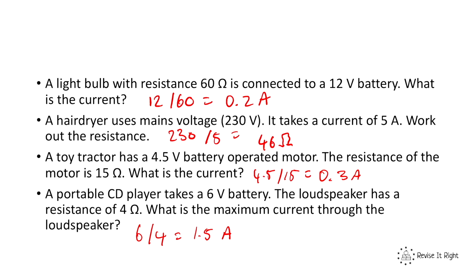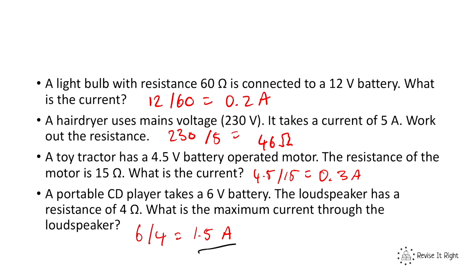Question 3: a toy tractor has a 4.5 volt battery operated motor. The resistance of the motor is 15 ohms. What is the current? So you should have done the voltage, which is 4.5, divided by your resistance, which is 15, to give you 0.3 amps. And finally, a portable CD player takes a 6 volt battery. The loudspeaker has a resistance of 4 ohms. What is the maximum current through the loudspeaker? So you should have done your voltage, which is 6, divided by your resistance, which is 4, to get 1.5 amps. And there is your answer.